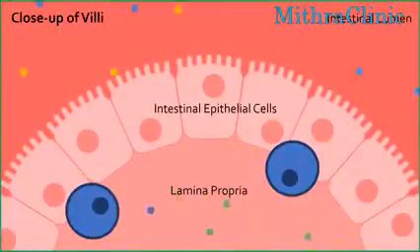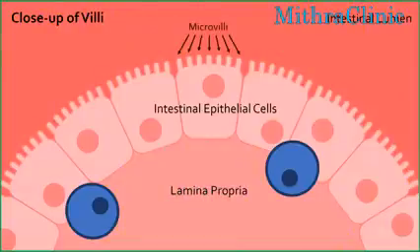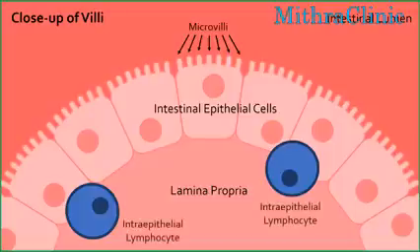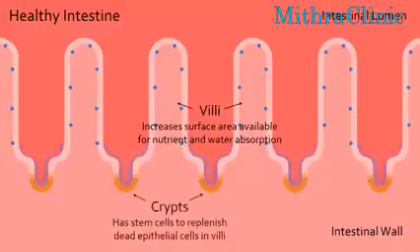Nutrients and water can cross the intestinal epithelial cells, enter a layer of intestinal tissue called the lamina propria, and eventually reach the bloodstream. You can see that even the epithelial cells have small protrusions, called microvilli, that further increase surface area for absorption, highlighting how important surface area is in the small intestine. There are also immune cells called intraepithelial lymphocytes, which hang out between the epithelial cells and kill any infected or unhealthy cells. Zooming back out, we can see that between these villi are indentations called crypts, which play a role in replenishing dead epithelial cells.